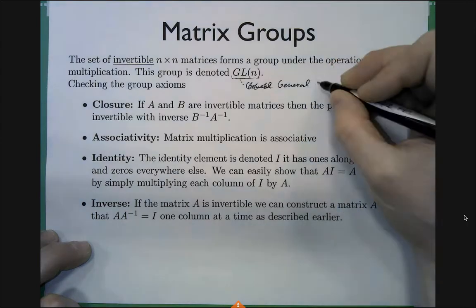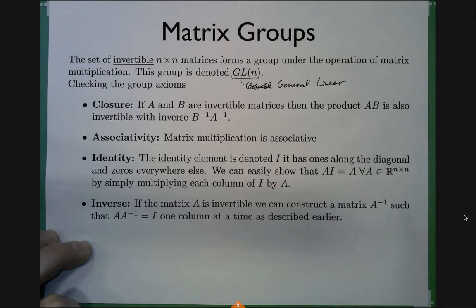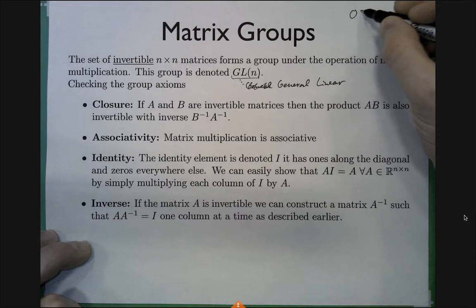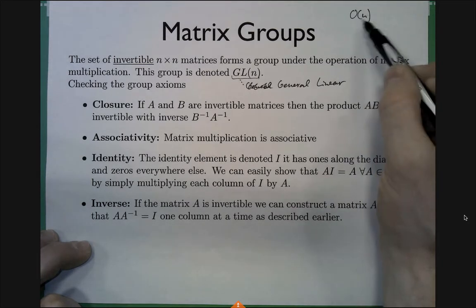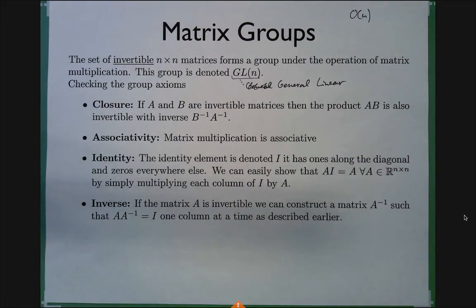General linear group, and the n means in n dimensions. It's similar to the notation I used for O(n), right? This was my group of orthonormal matrices, so this is the group theory notation of things.